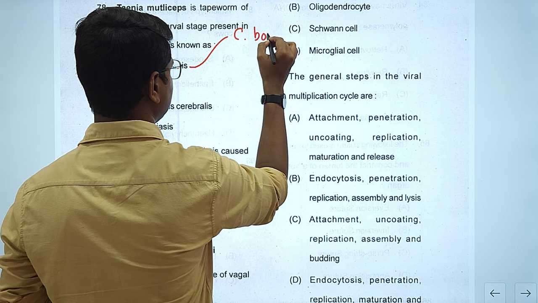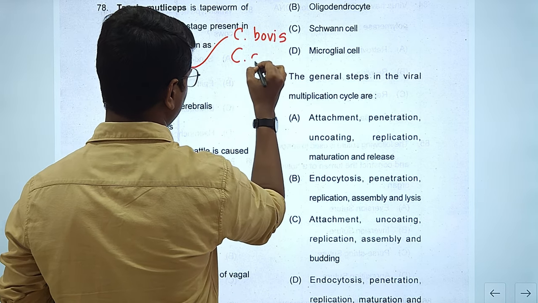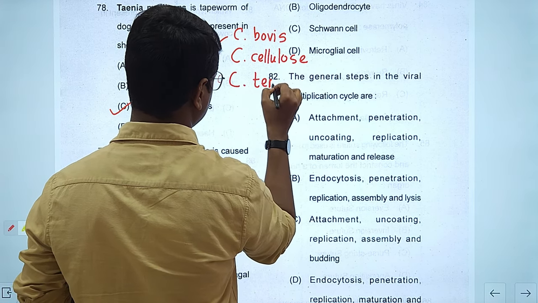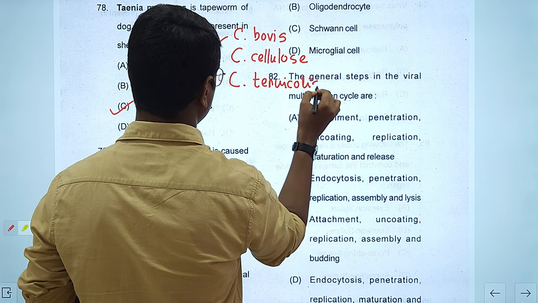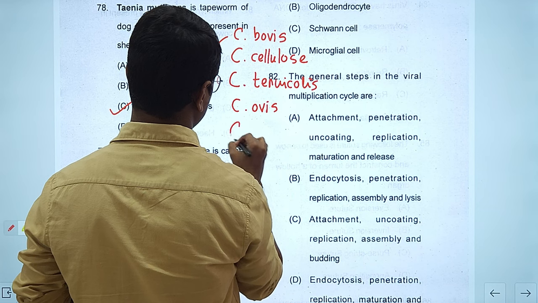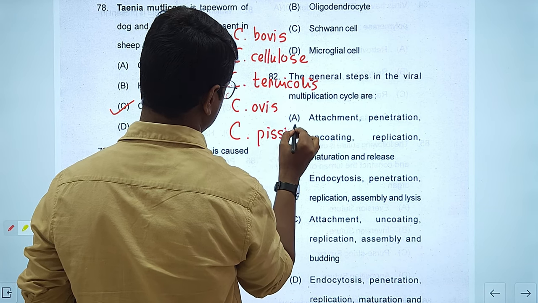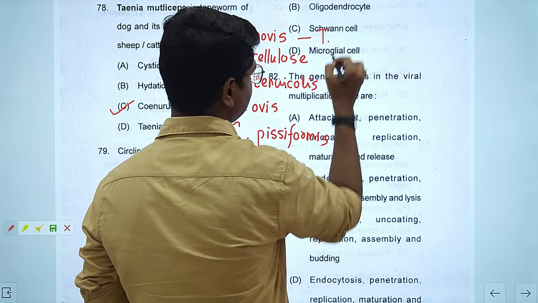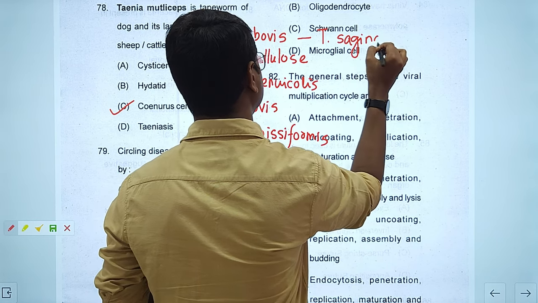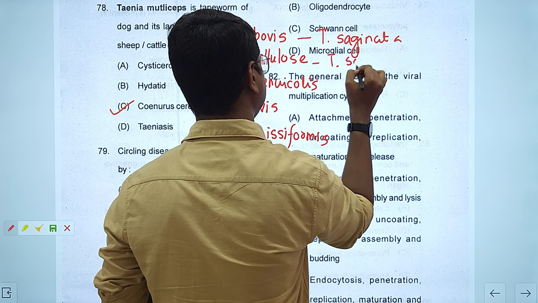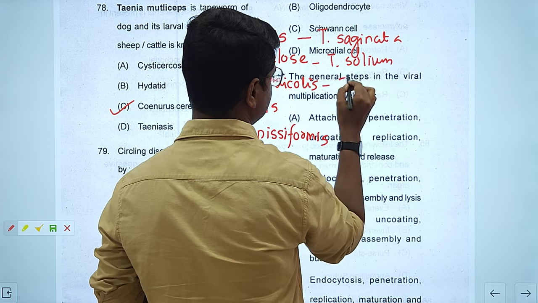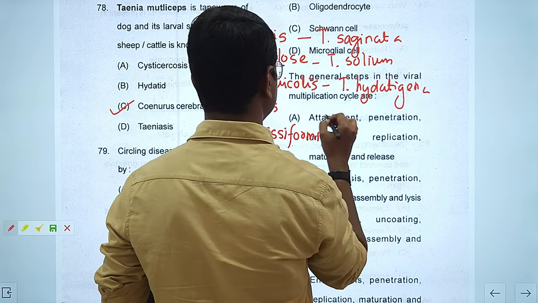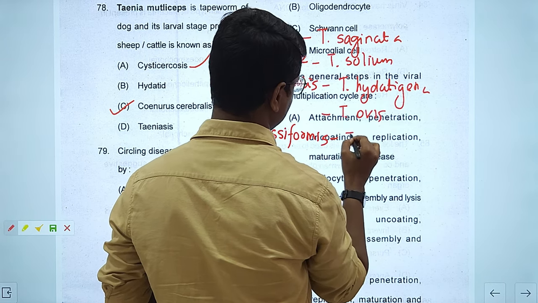Cysticercus bovis, cysticercus cellulosae, cysticercus tenuicollis, cysticercus ovis, cysticercus pisciformis. Okay. Cysticercus bovis is caused by Taenia saginata. Cellulosae, Taenia solium. Tenuicollis, Taenia hydatigena. Cysticercus ovis is Taenia ovis. Pisciformis is Taenia pisciformis.